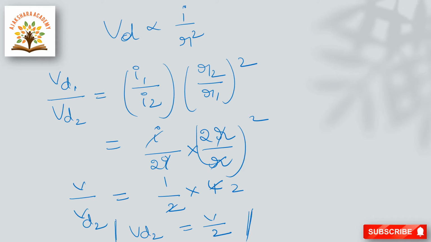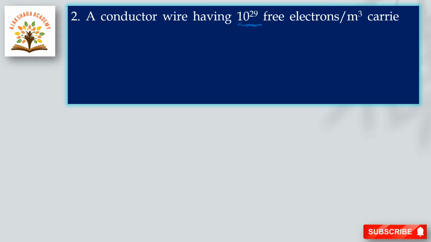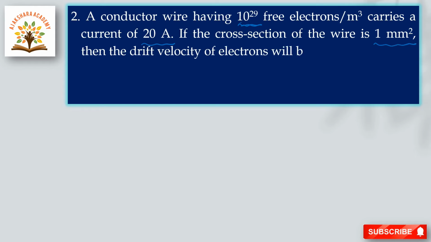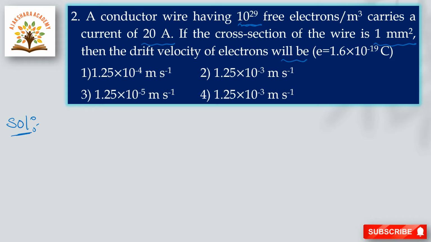Okay. Next we will go to the next question. A conductor wire having 10 to the power of 29 free electrons per meter cube carries a current of 20 amperes. If the cross section of the wire is 1 millimeter square, then the drift velocity of electrons will be? Here we have to calculate the drift velocity of electrons. Now let us go to the solution.